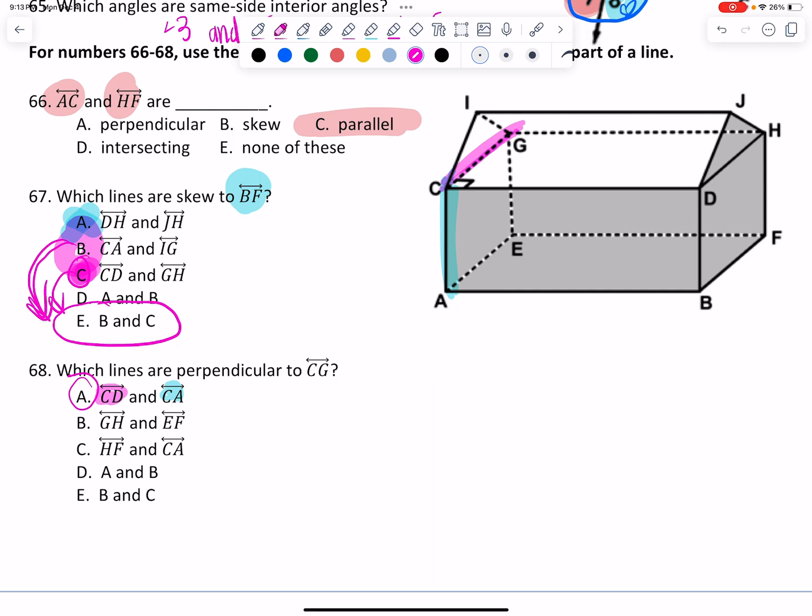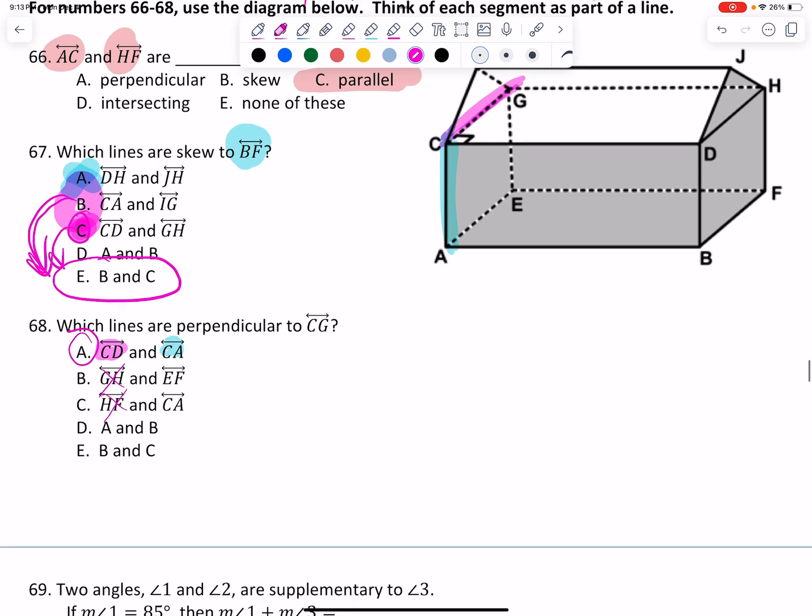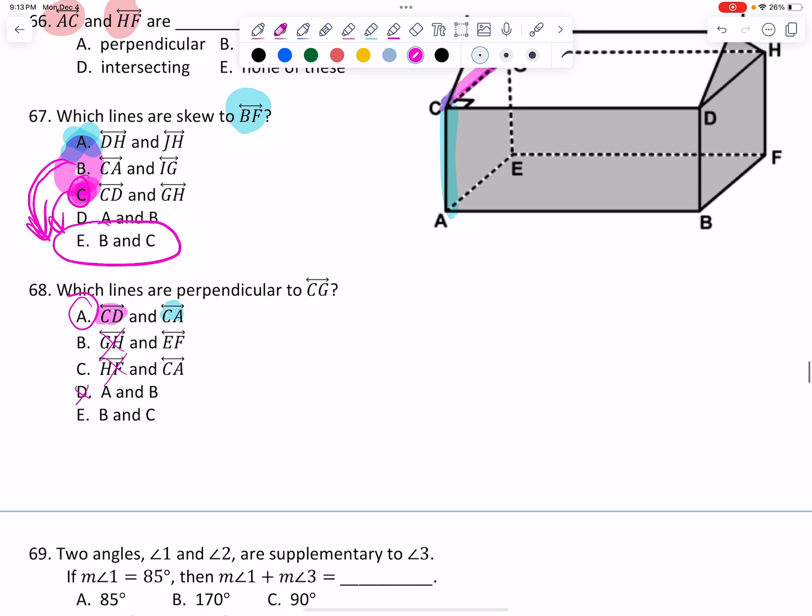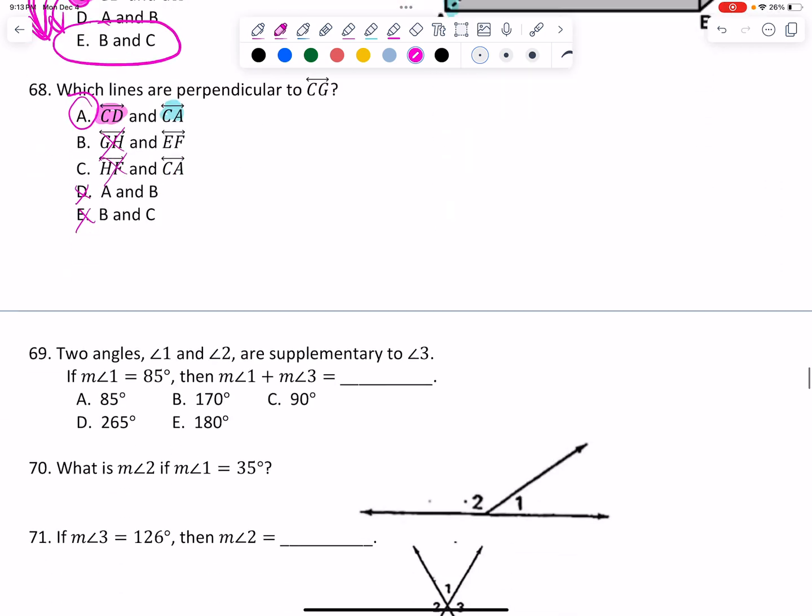HF is also not perpendicular. For it to be perpendicular, it has to actually intersect. GH does not intersect, nor does HF. Okay? All right. Those are skew. So it's got to be A. It can't be any combination of those. It's just got to be A.